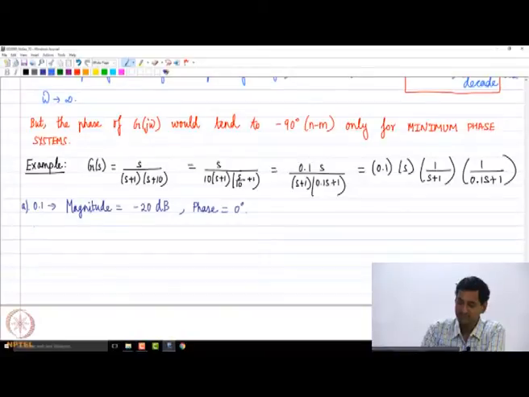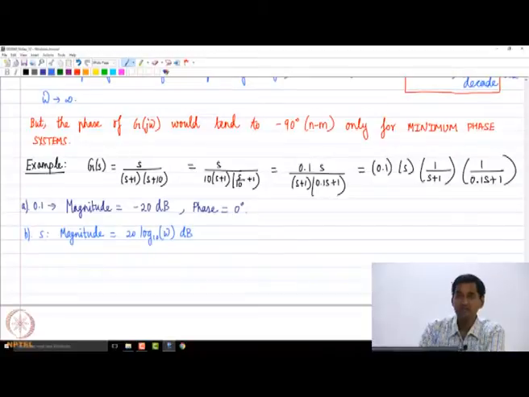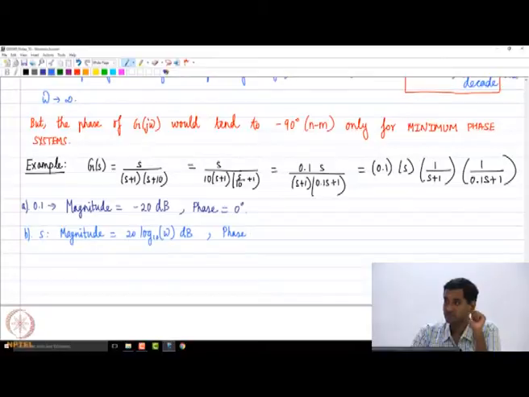Then the second factor is s. What is its magnitude in decibels? If you recall, it was 20 log omega. So you have a straight line with a slope of 20 decibels per decade. What is the phase of the s term? Plus 90 degrees. We discussed this.